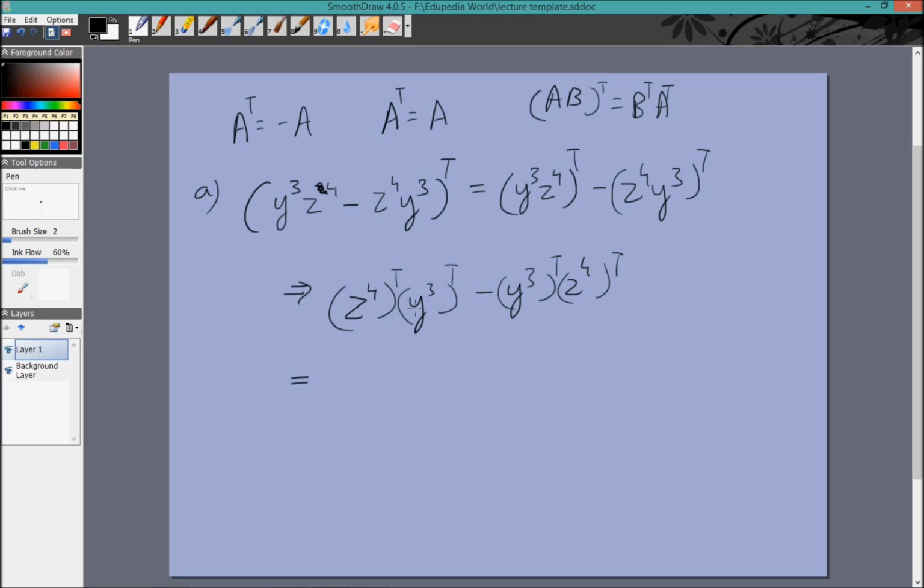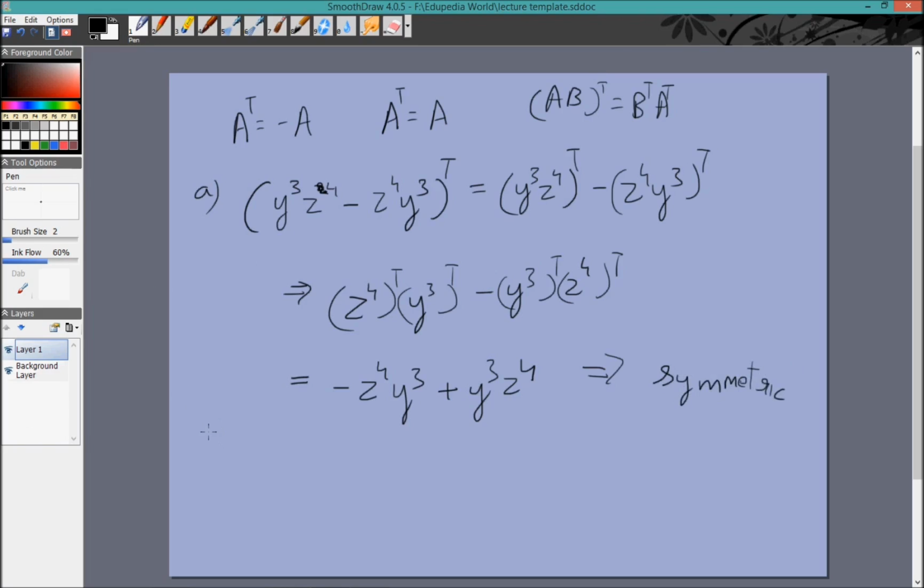And this is a cube, so it will be minus 1 to the power 3. So ultimately it will become minus z to the power 4 y cube plus y cube z to the power 4, which is the same as the original term. That means this first option is a symmetric matrix, right? So I did this one in detail.